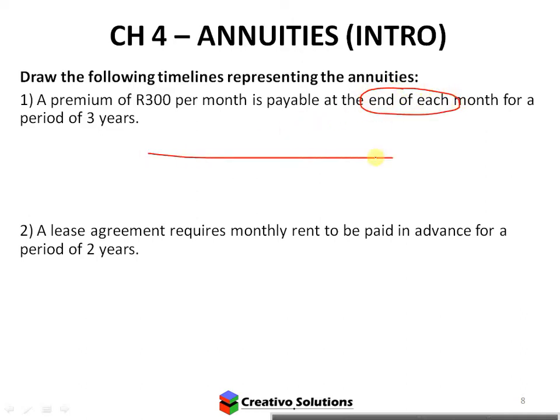Correct. So if we had to draw this, you would have T0 here. You would have T1 here. What would the end be? T what? T36. Correct, because each payment is done monthly. Great, there's the first diagram.